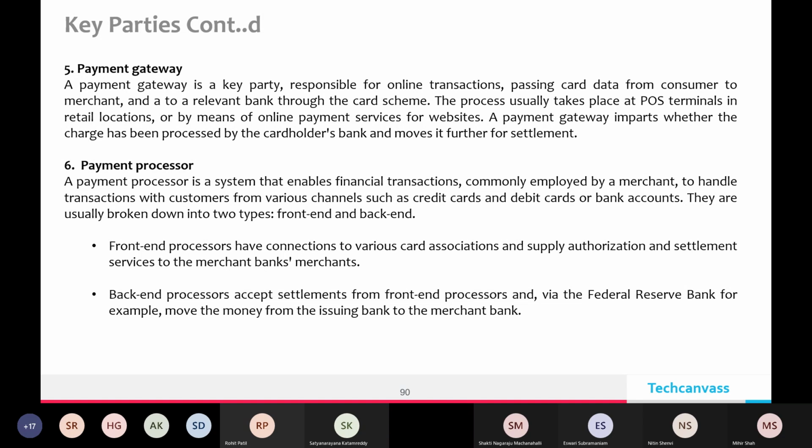And the transaction charges would also be much higher, because the number of transactions you do is hardly 10 or 20 with each gateway in a month. So that is the kind of scenario. Then what is the solution for this? The solution is payment gateway.